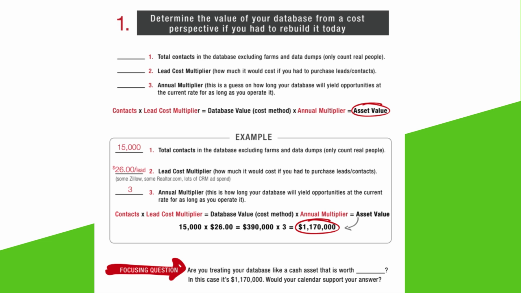Okay. So what we have right now is total number in the database, cost per lead, and we have our multiple. Next, we're just going to do the math. So we take our 15,000 in our example, we multiply that by $26 per contact, our average cost to go out and recapture that lead. That's going to give us, in our case, $390,000 times a multiple of 3 gives us 1.17 million.